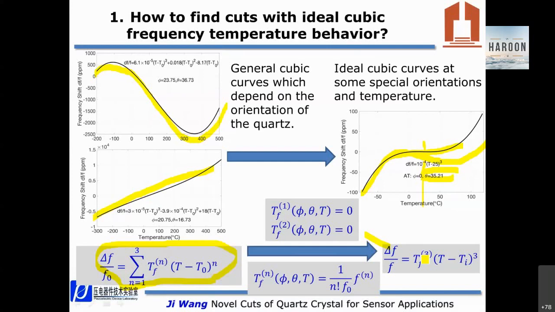So how do we get this? Well, because we mentioned the frequency temperature relation is a cubical function, we make the linear and the square coefficients zero, so then we get the cubical curve. So this is our idea, and we are going to follow this line to find some new orientations.